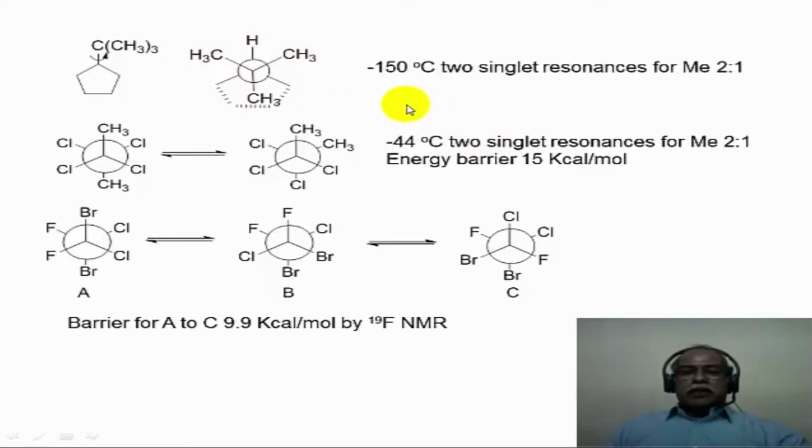So a sample measured at a very low temperature of minus 150 degrees Celsius has 2 singlets in the ratio of 2:1, one corresponding to these 2 methyl groups with the intensity of 2, and this particular methyl group comes separately with the intensity of 1, because these 2 methyl groups have 6 hydrogens, and this methyl group has 3 hydrogens. That is why the intensity ratio is 2:1.